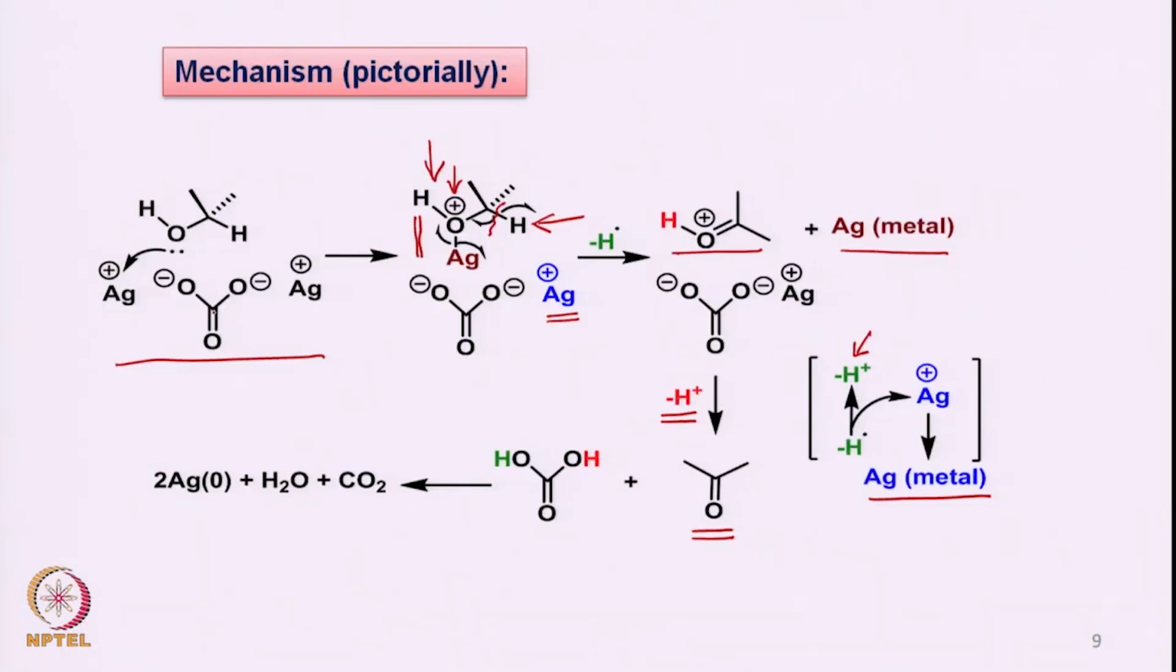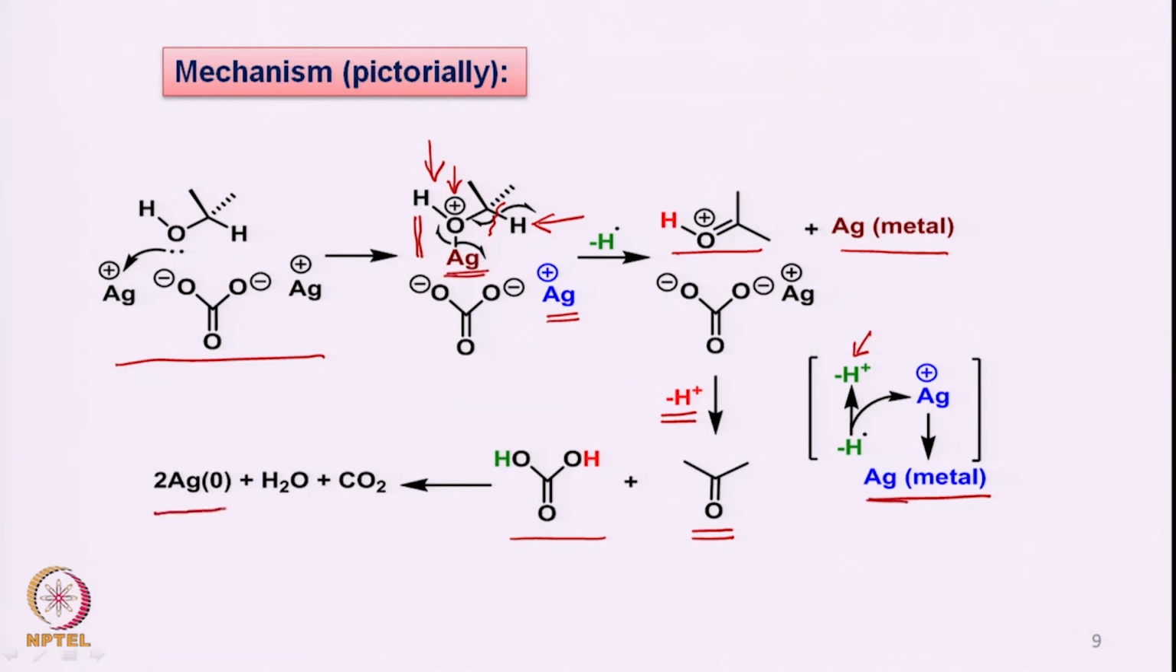So, this is exactly what is shown here, that the alcohol interacts with the silver plus, and the carbonate species will be just around with the other silver plus, and the silver plus of the first one interacts with the oxygen lone pair forming this intermediate. And then of course, as I explained, eventually it is going to form this carbonic acid which loses carbon dioxide and water, and in the process we get one silver metal from here and then another silver metal from here.